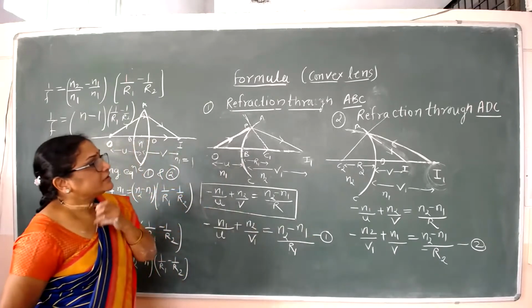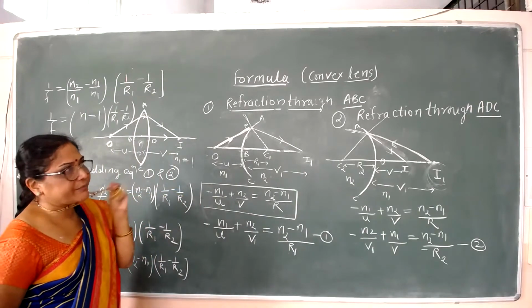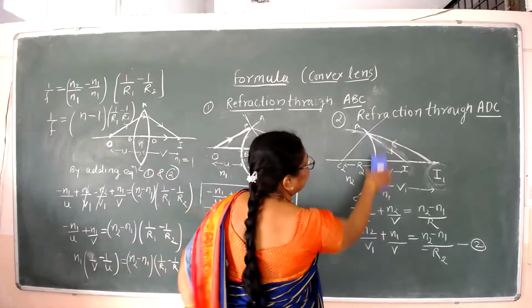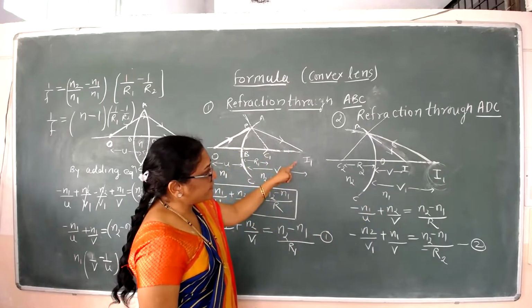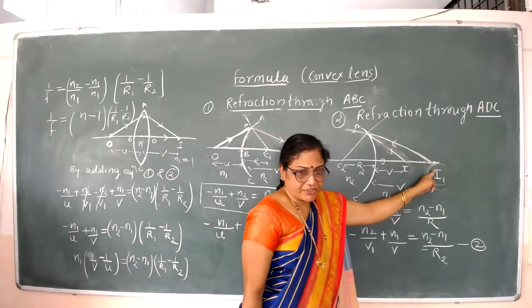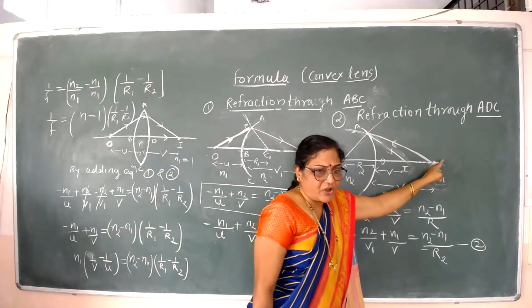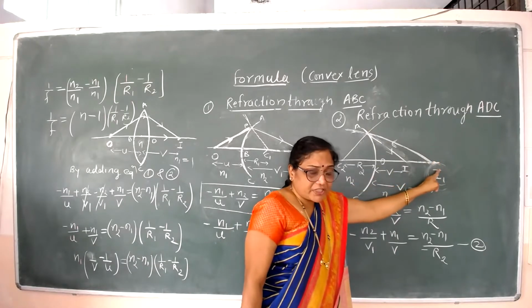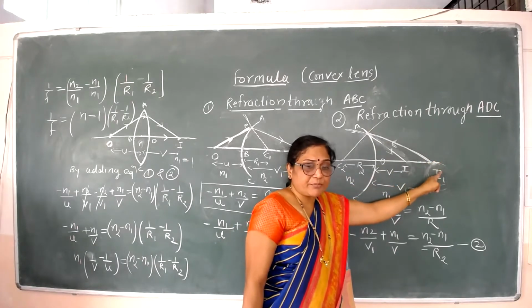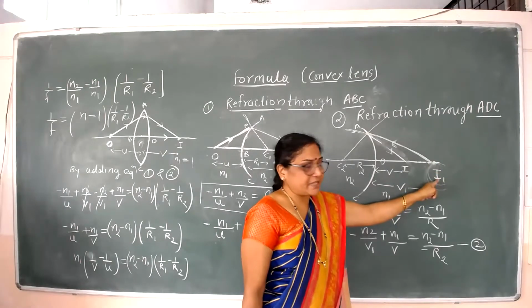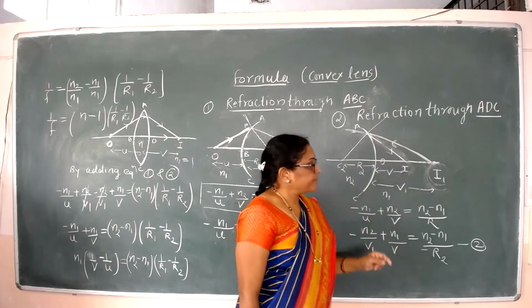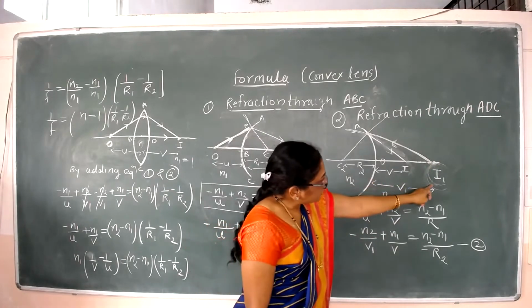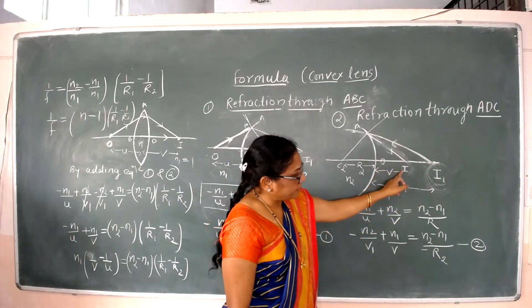Then consider the refraction through the second spherical surface. According to this, the image formed due to the first spherical surface works as an object. So this object is not real. This is an image due to the first spherical surface, so this object is known as a virtual object. Then this is the object distance. This is the final image.